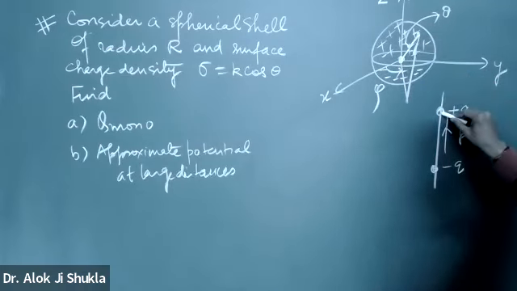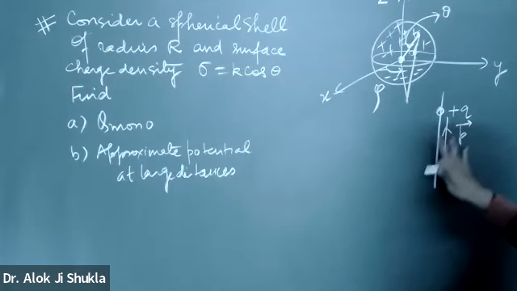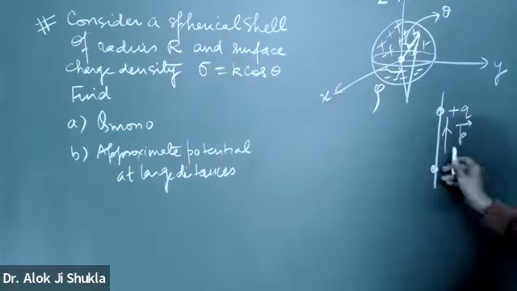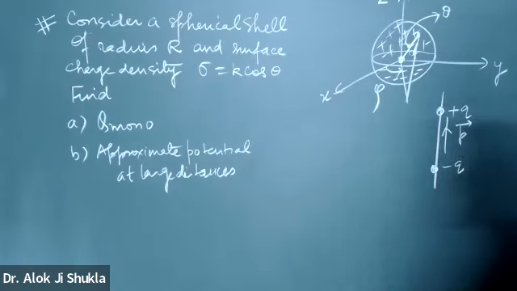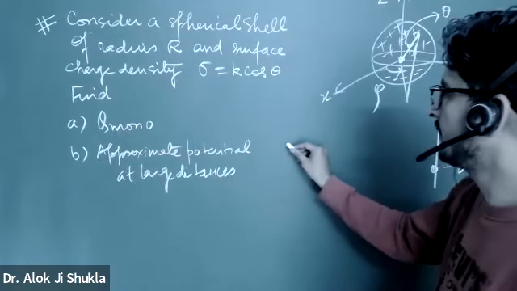So if I consider the positive charge as here and the negative charge as somewhere here, just for the sake of simplicity, that means there is a dipole moment in z cap direction. We can see that, right? But before that, let us calculate q mono. What will be q mono?